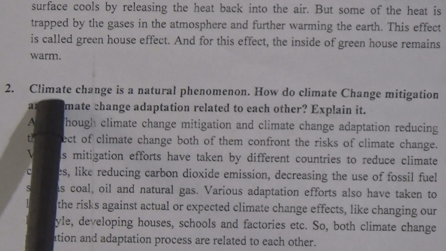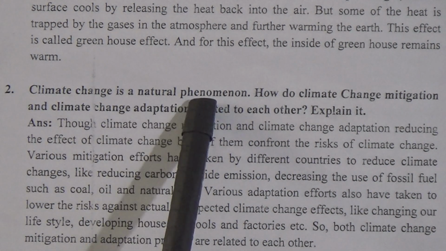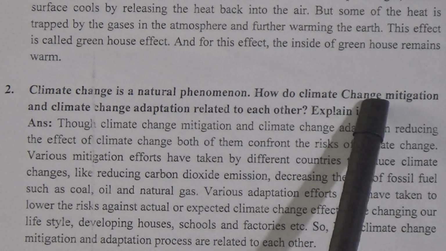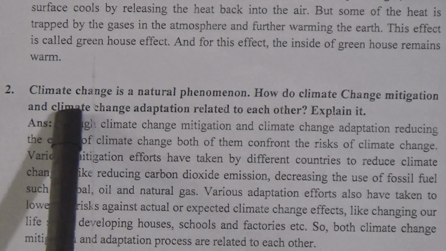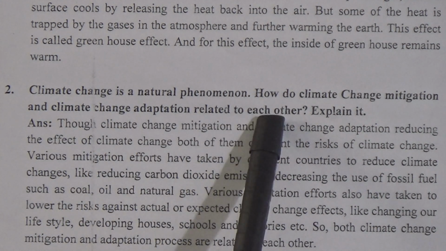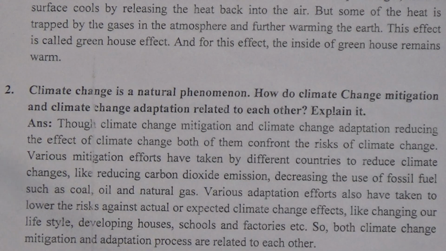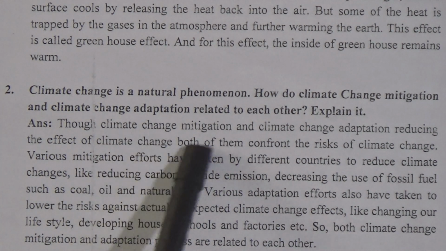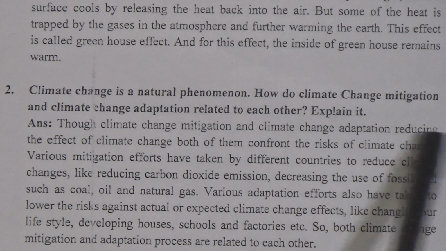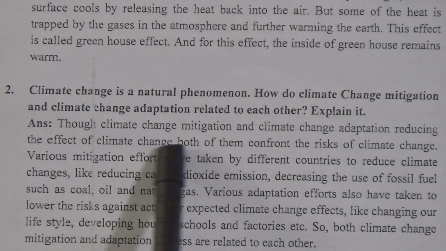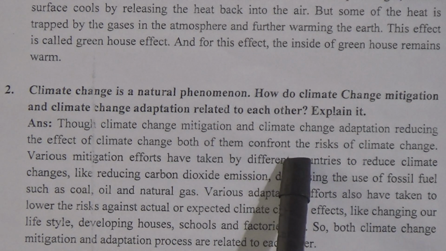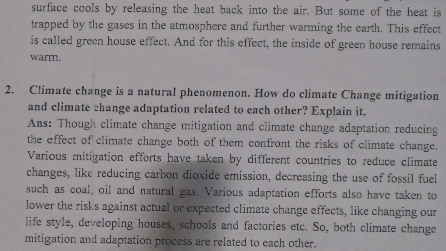Now come to the next question. Climate change is a natural phenomenon. How do climate change mitigation and climate change adaptation relate to each other? Explain it. The answer is: through climate change mitigation and climate change adaptation, reducing the effect of climate change, both of them confront the risk of climate change.